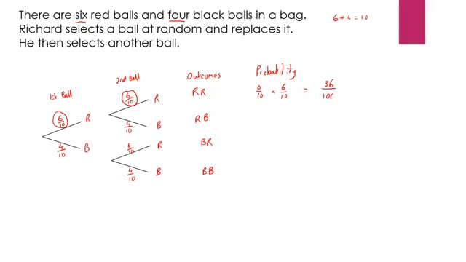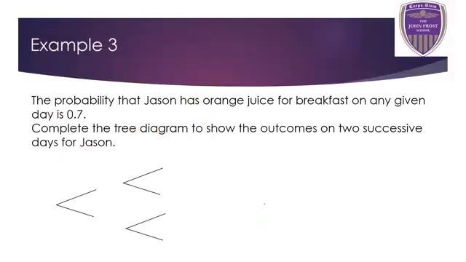10 times 10 is 100. That's the only one I need to work out for this question. So the probability I pick out 2 reds will be 36 out of 100. You may choose to simplify that down or put that into a decimal form, but usually that's not necessary with probability. Okay, example 3 then.